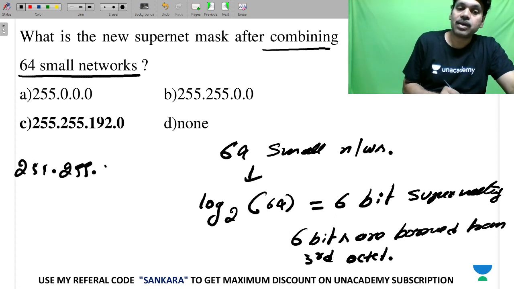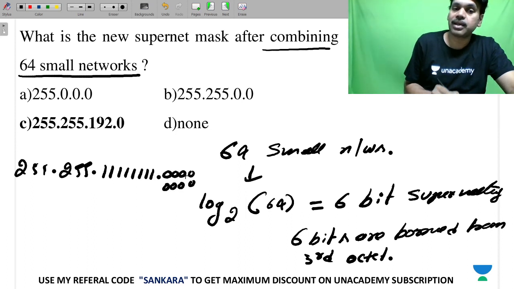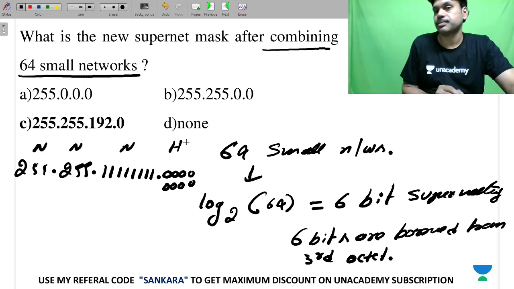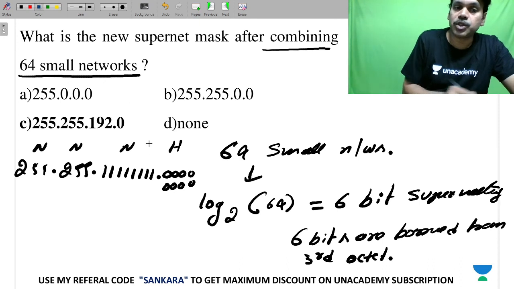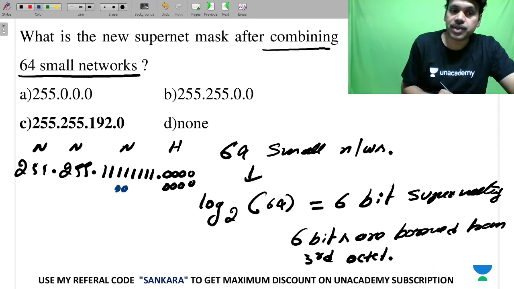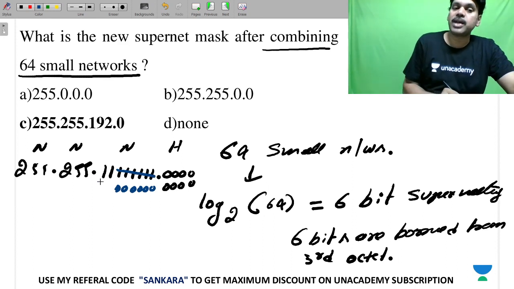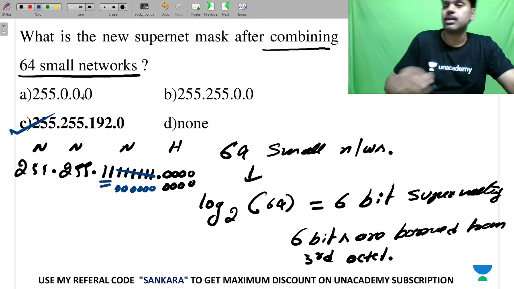255, then 1 2 3 4 5 6 7 8, then 1 2 3 4 5 6 7. So NID, HID. Now 6 bits you make as 0. 1 2 3 4 5 6. So what is the new mask? Double 1, which is nothing but 190.